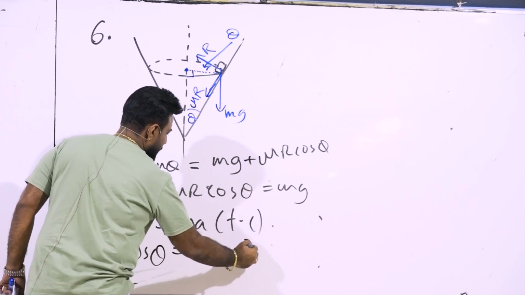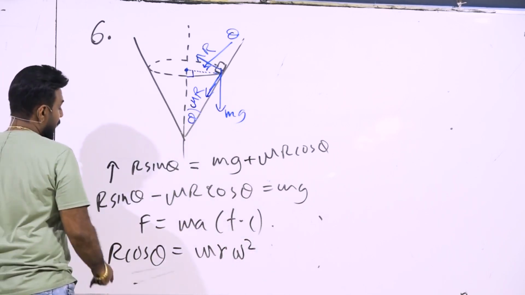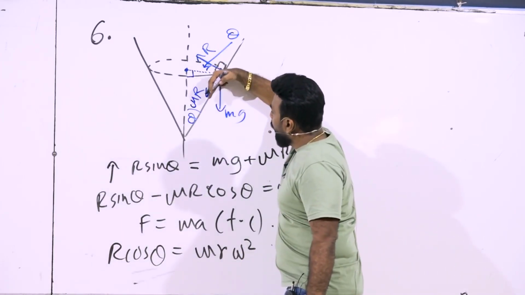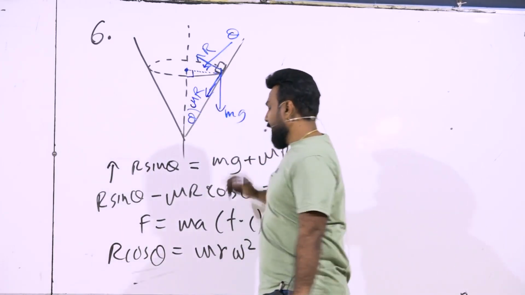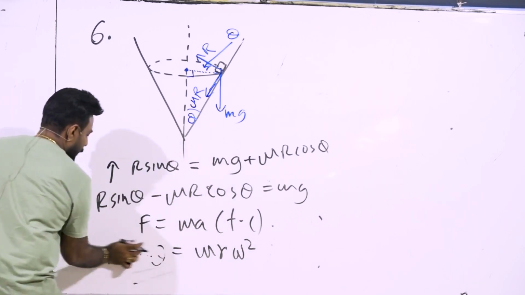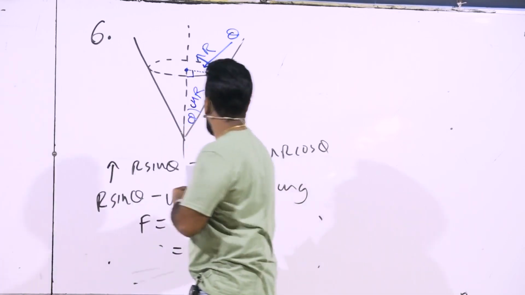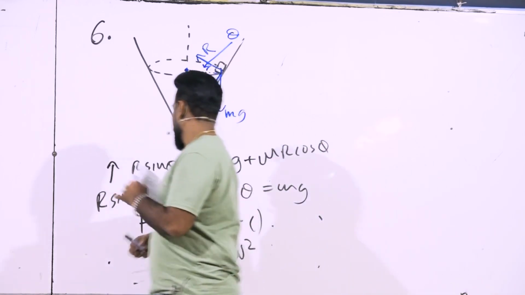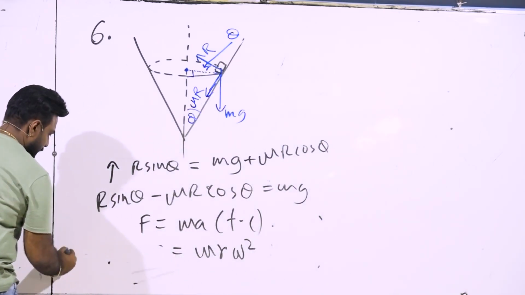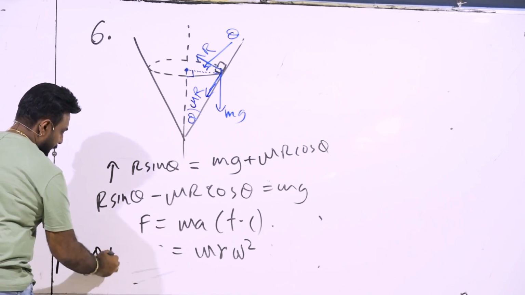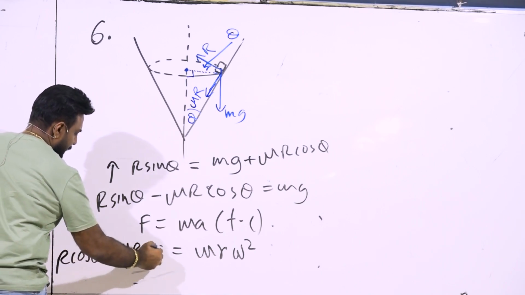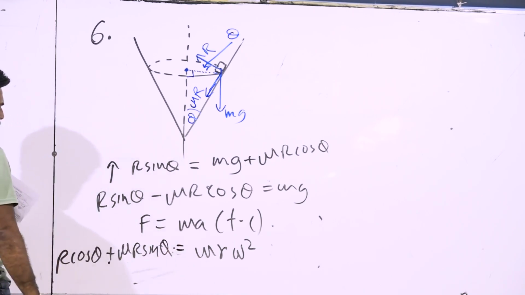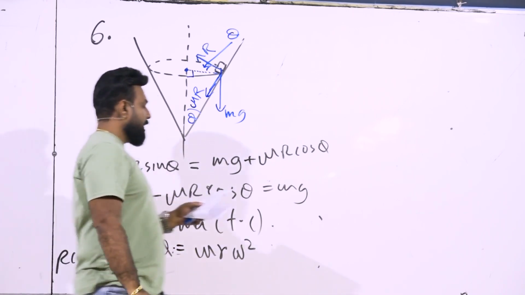mR omega square. R cos theta, plus mu R sin theta. So here the centripetal force is R cos theta plus mu R sin theta. R cos theta plus mu R sin theta equal mR omega square. Now I can divide these two.